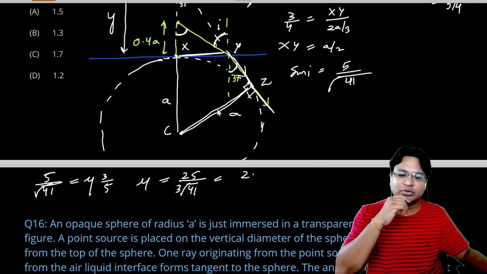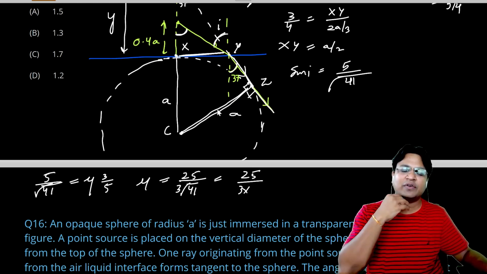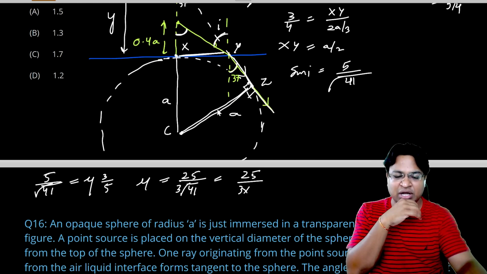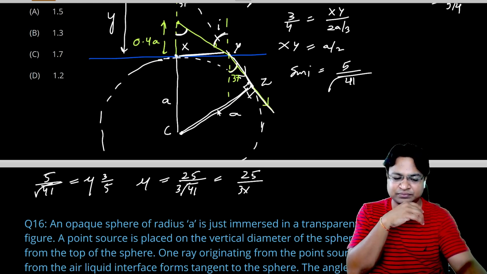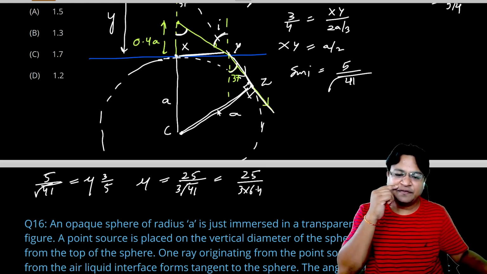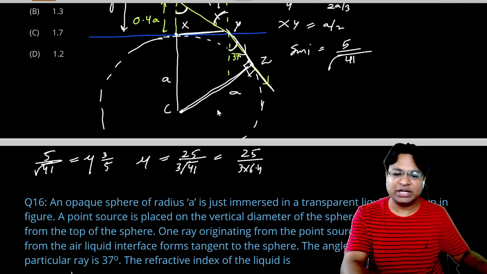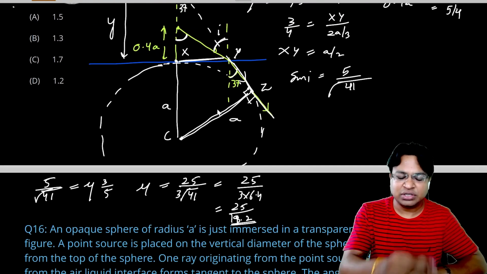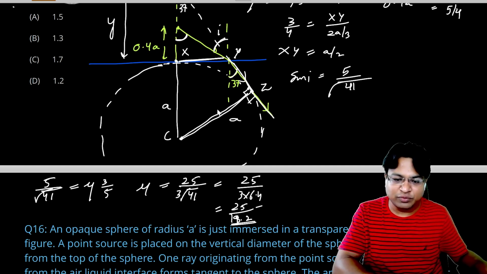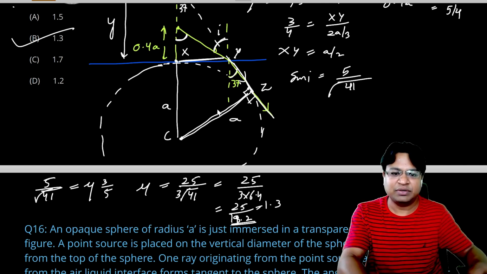So this is close to what? 25 upon 3 times root 41. Root 41 is close to 6 point, let's say 4. Let me just check on that. All right, so 6.4 it is. So this is 25 divided by around 18 point something, around 19.2 actually. So this ratio looks closest to what? It looks closest to 1.3, and therefore option B would be the right answer here.